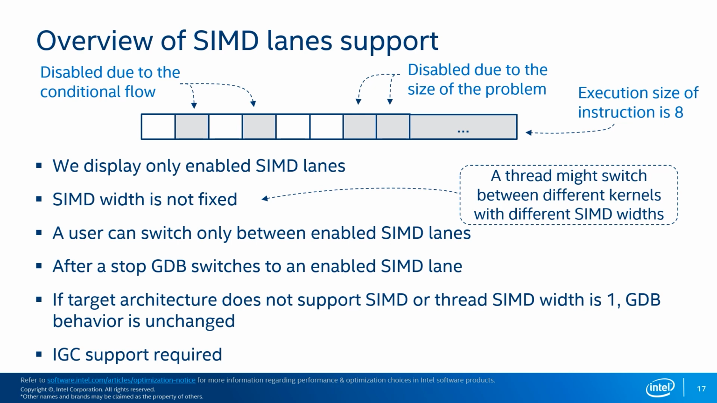A user can switch only between enabled CMD lanes, and we guarantee that after the stop, GDB chooses an enabled CMD lane within the stop thread. We preserve the standard GDB behavior in case the target architecture does not support CMD or a thread does not have CMD lanes. To implement this, we rely on IGC emitting the debug information which describes CMD.